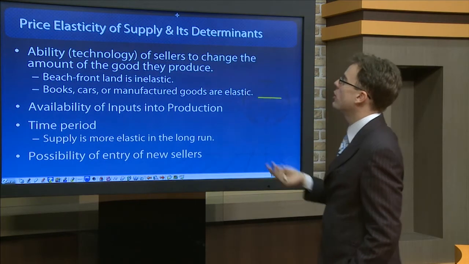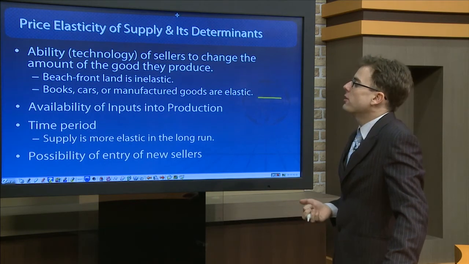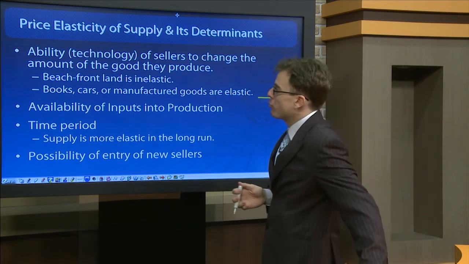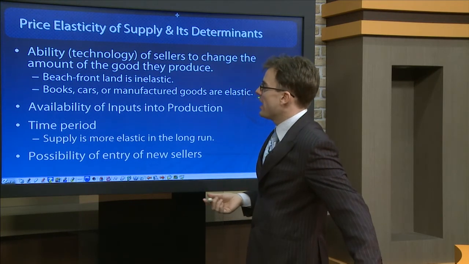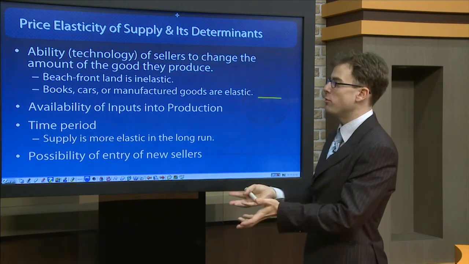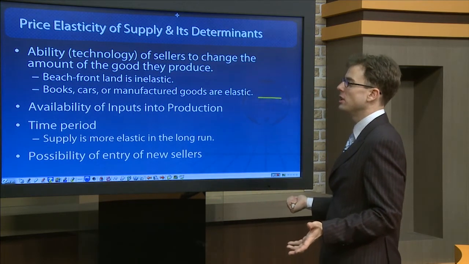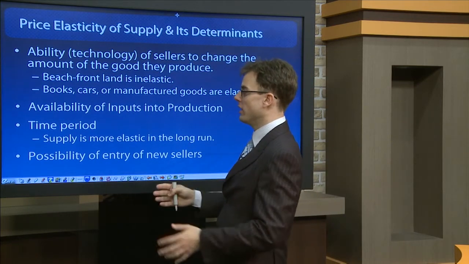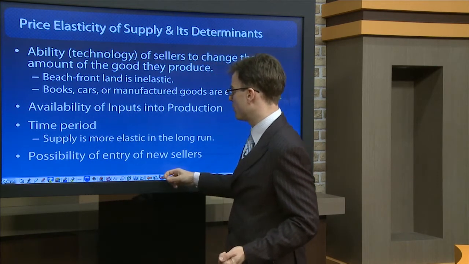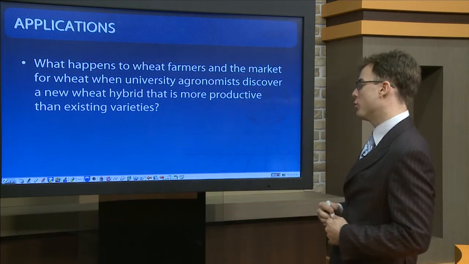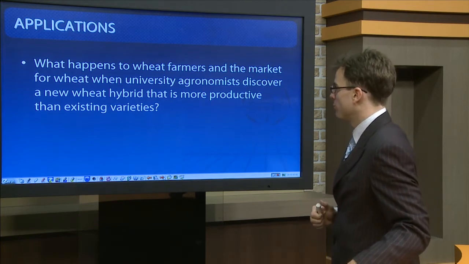The factors that determine the price elasticity of supply are similar to the factors determining price elasticity of demand. Again, the shape of the supply curve depends on the availability of different inputs in production. They depend on the definition of the product and market. They depend on the time period under consideration. And they depend on the possibility of new companies to enter the market.